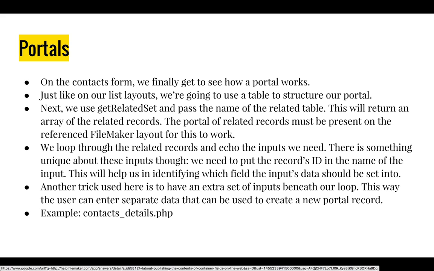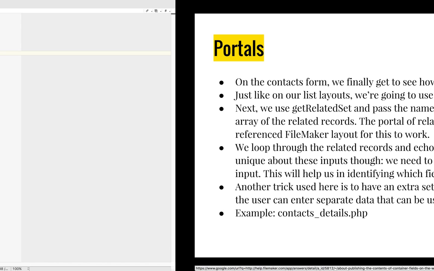So the last, but definitely not least, is portals. On a contacts form, we finally get to see how a portal works. Just like on our list layouts, we're going to use a table to structure our portal. Next, we're going to use getRelatedSet and pass the name of the related table. This is going to return an array of the related records. The portal of related records must be present on the reference FileMaker layout for this to work. Just like everything else in the custom web publishing API, it has to be on the FileMaker layout you're referencing, or this will not work.